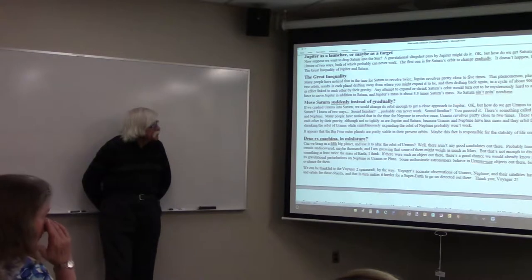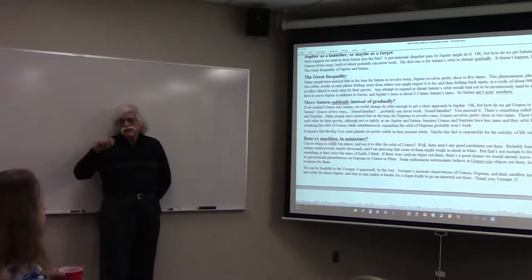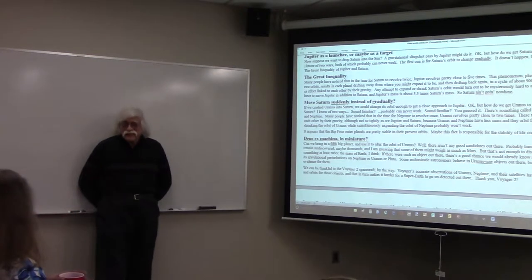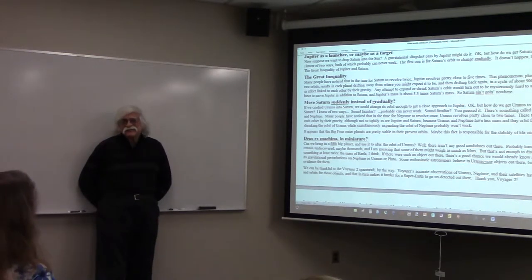So if you try to move Saturn by waving some magic wands or something, you discover that it's a lot harder to move Saturn than you thought, because it's linked to Jupiter by its gravity. You have to move Jupiter and Saturn. So it's a lot harder than you think.